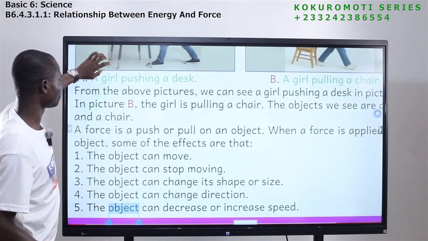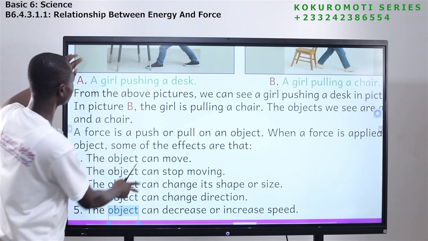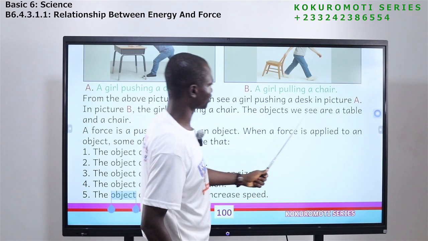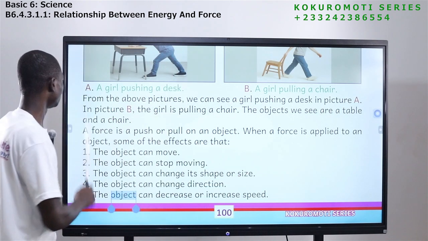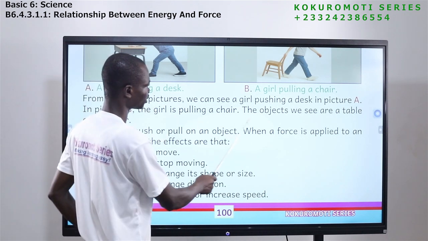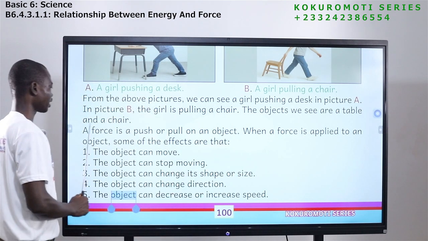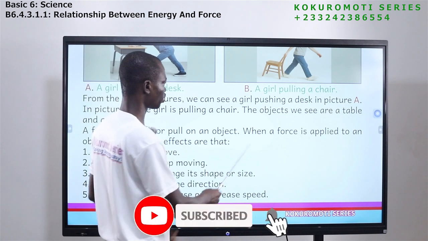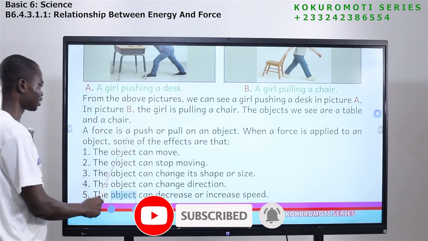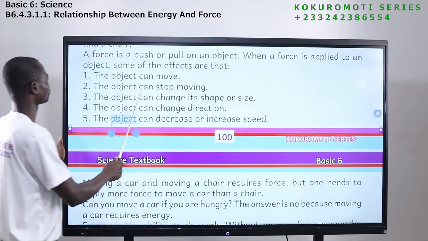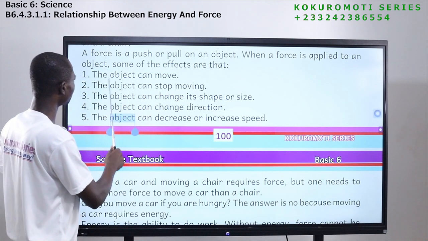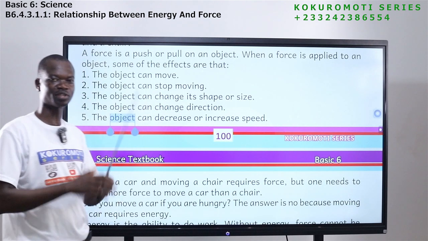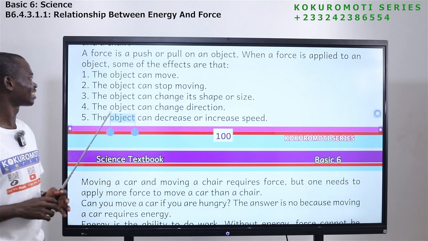Now, from the above pictures, we can see a girl pushing a desk in picture A. In picture B, the girl is pulling a chair. The objects we see are a table and a chair. A force is a push or pull on an object. When a force is applied to an object, some of the effects are that the object can move. So anytime you apply force to an object, we are looking at the effects. You know it, yes. But let's go over.